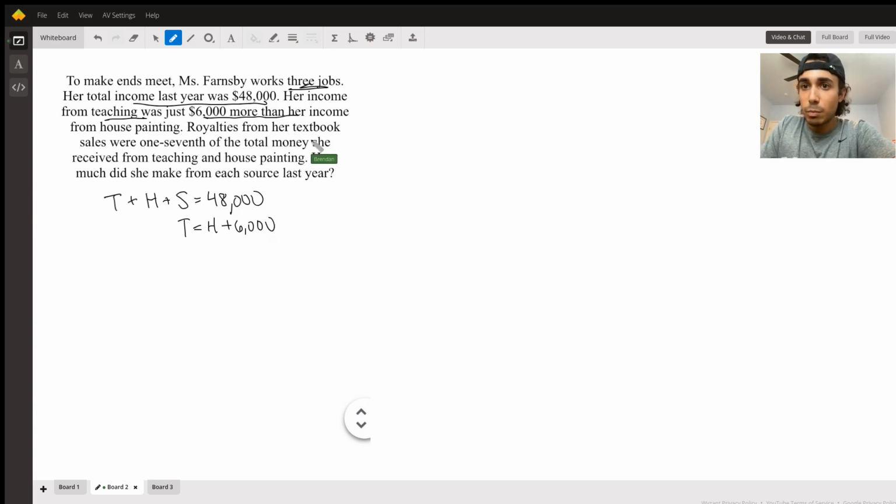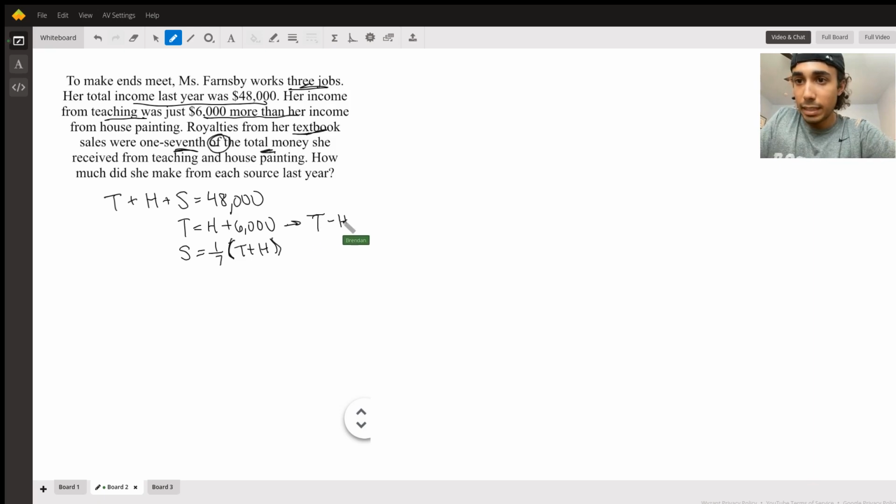And then textbook is 1/7 of the total from teaching and house painting. So the sales is 1/7 times the total of teaching plus house painting, right? Remember, that key word is "of." That tells us that we are going to be multiplying that total from teaching and house painting by 1/7. So we've got a system of 3 equations. Let's make these a little bit more useful to us.